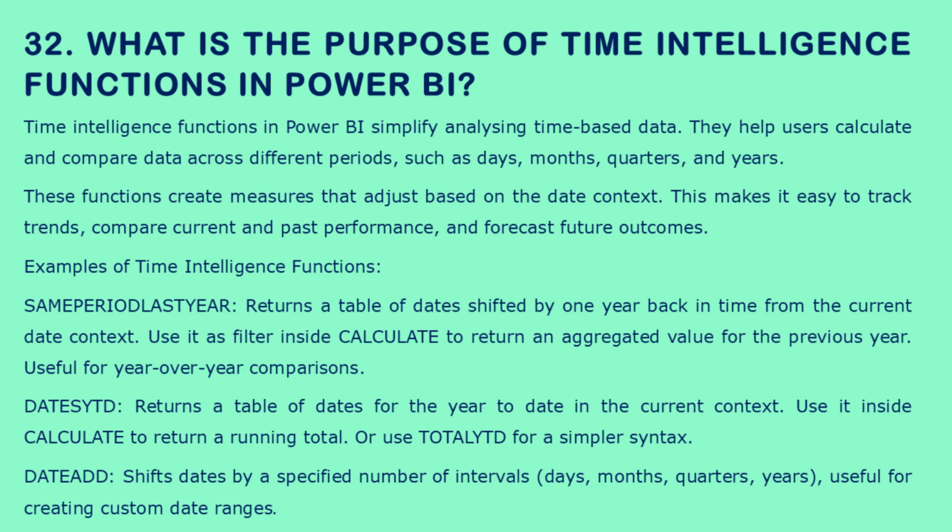Examples of time intelligence functions. SAMEPERIODLASTYEAR returns a table of dates shifted one year back in time from the current date context. Use it as a filter inside CALCULATE to return an aggregated value for the previous year. Useful for year-over-year comparisons. DATESYTD returns a table of dates for the year to date in the current context. Use it inside CALCULATE to return a running total. Or use TOTALYTD for a simpler syntax. DATEADD shifts dates by a specified number of intervals, days, months, quarters, or years, useful for creating custom date ranges.